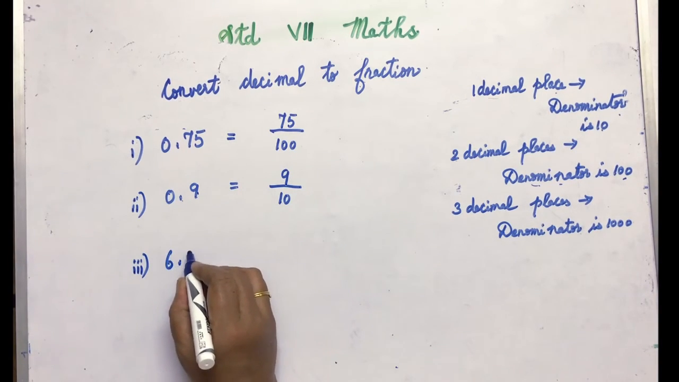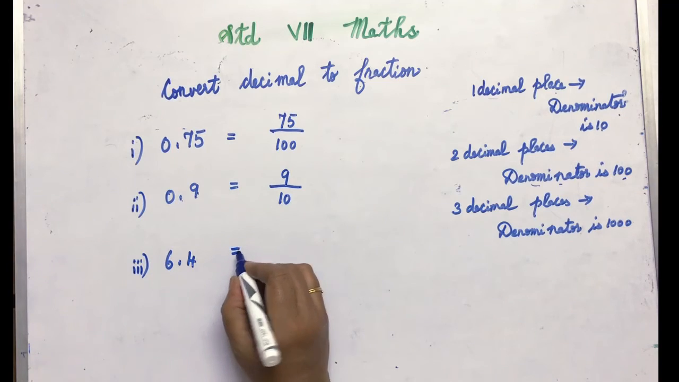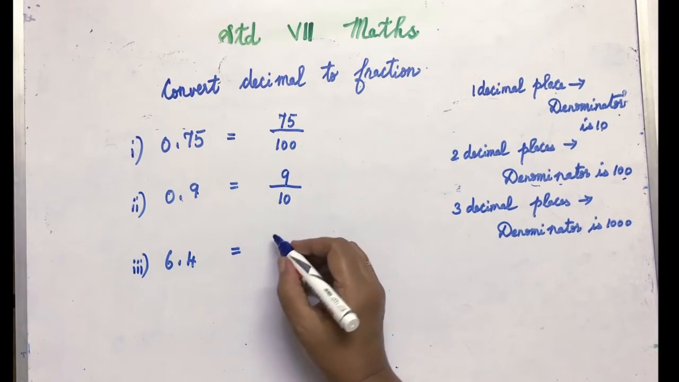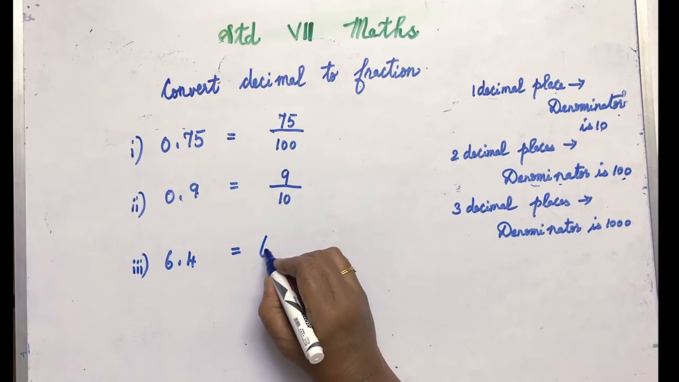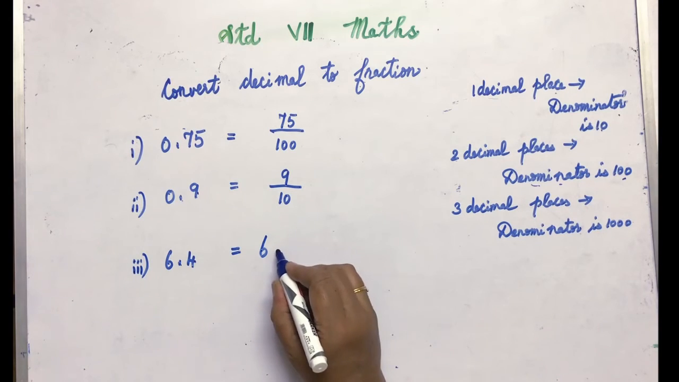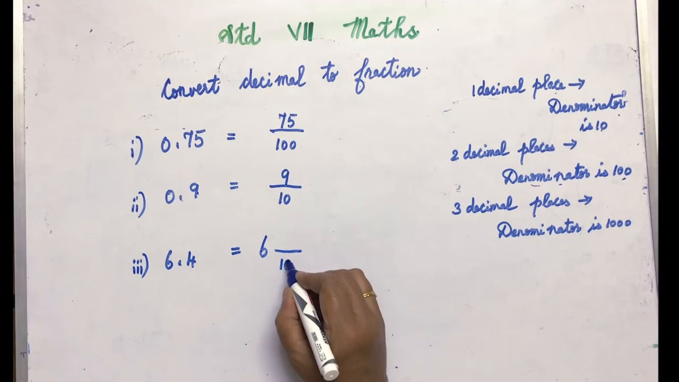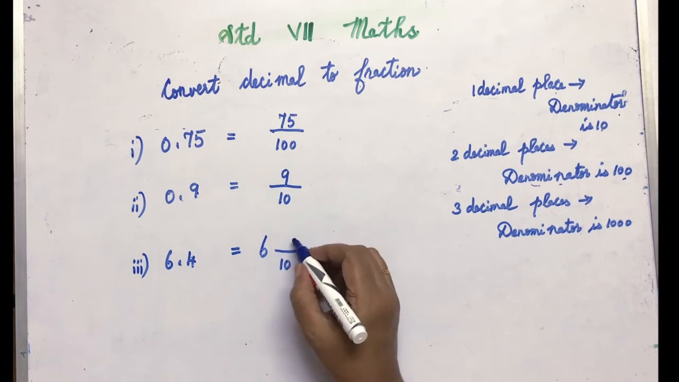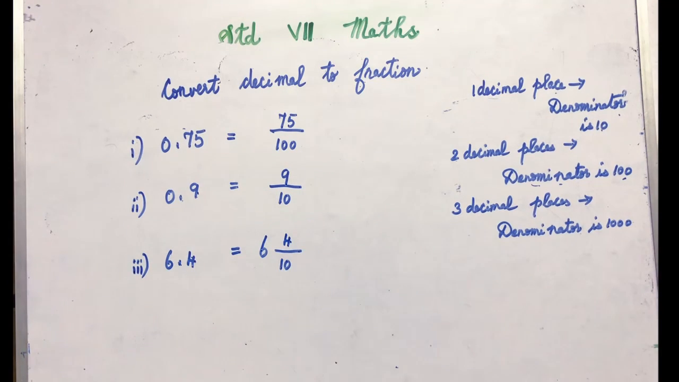Now 6.4. Here we have the whole number as 6. So that 6 should be written as such, 6 itself. Now after the point we are having one number. So denominator is 10. There should be one number in the numerator. So we have to write 4.